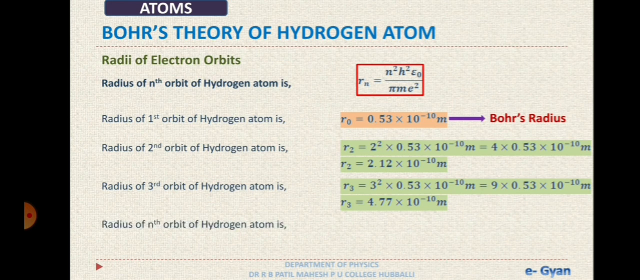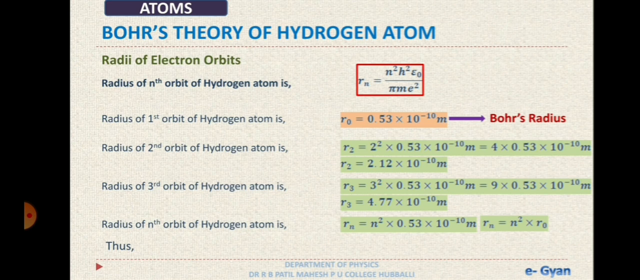So on, if I can write the value of the radius of the nth orbit in terms of Bohr's radius, I can generalize it as Rn is equal to n square into 0.53 into 10 to the power of minus 10 meters. That is, Rn is equal to n square into R naught.